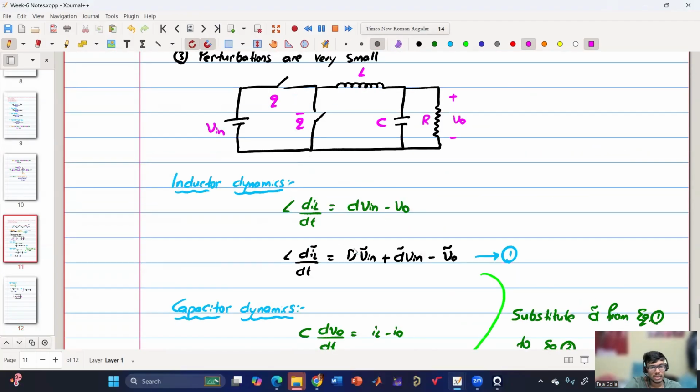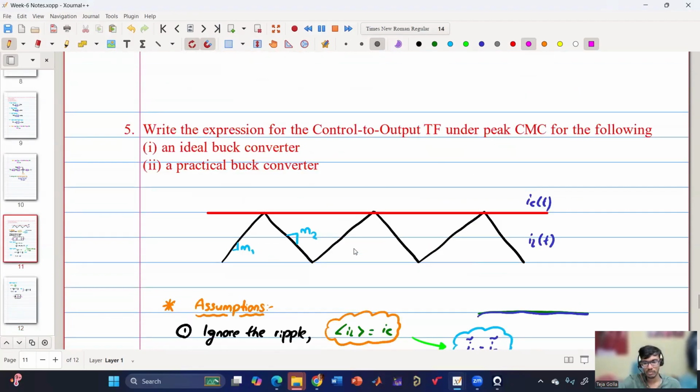Okay, so maybe I'll just start from the very beginning, and then I'll explain. If you have further queries, then you can ask. So here we are considering a buck converter operating under current mode control with a constant reference. So it is basically an inner closed loop because the inside loop is closed. IC is constant, so I can say that this is the inner closed loop.